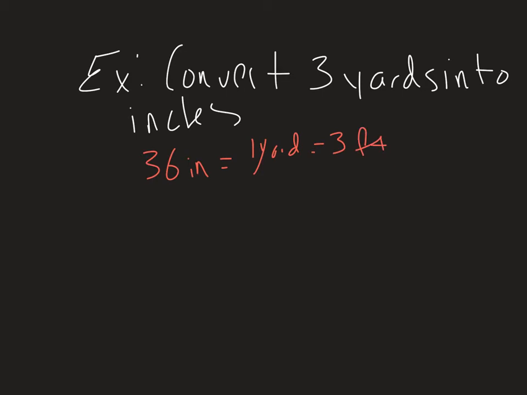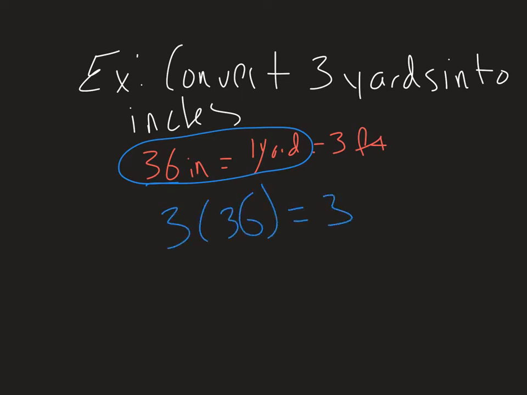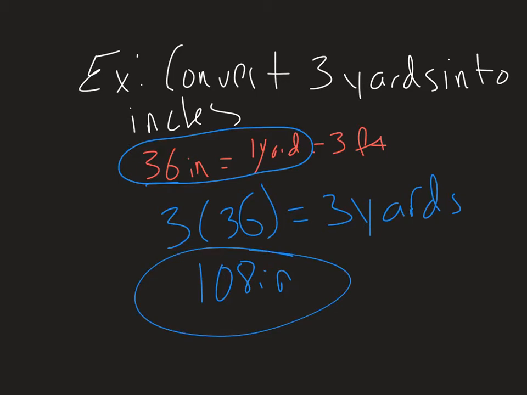So the useful bit is going to be right here. 1 yard is 36 inches. I have 3 of them, so I'm going to take 3 times 36. That should equal 3 yards. Which, if I take 3 times 36, I should get 108 inches. Now that one's pretty straightforward. When you're just converting units, it's pretty easy to tell when you multiply, when you divide, and just using what you know about the units can be very helpful.